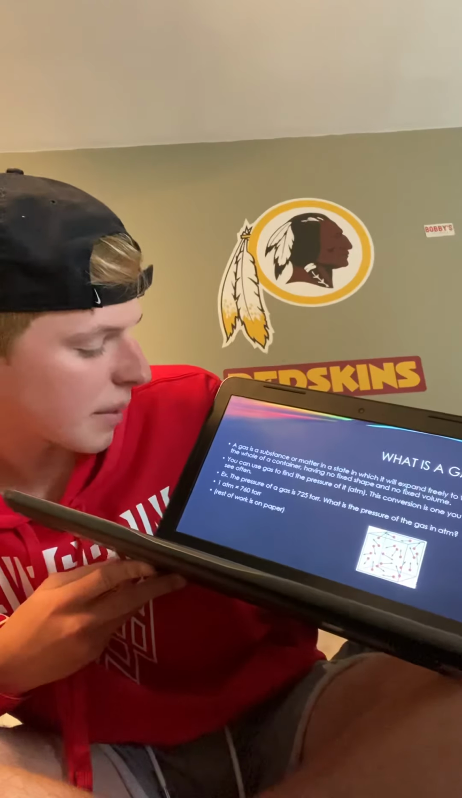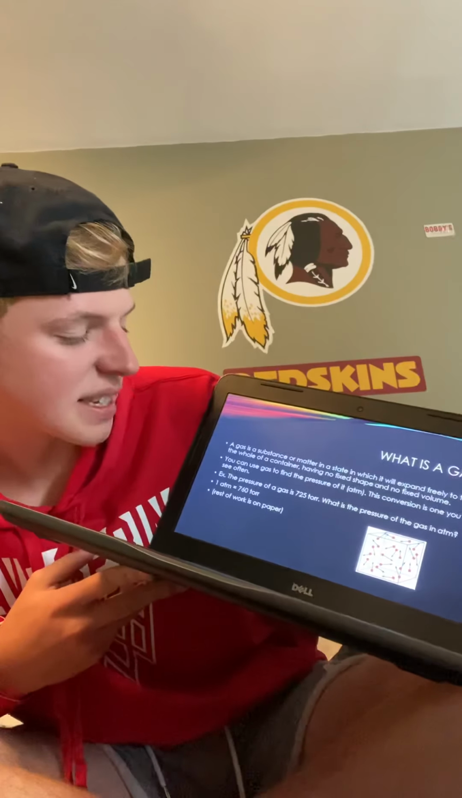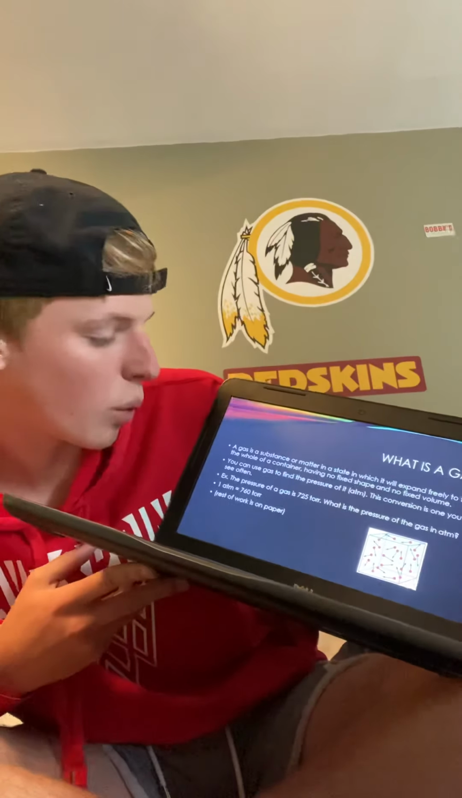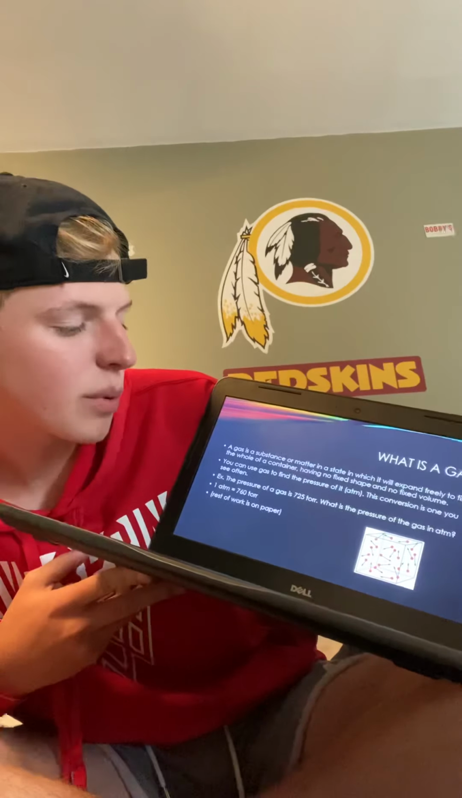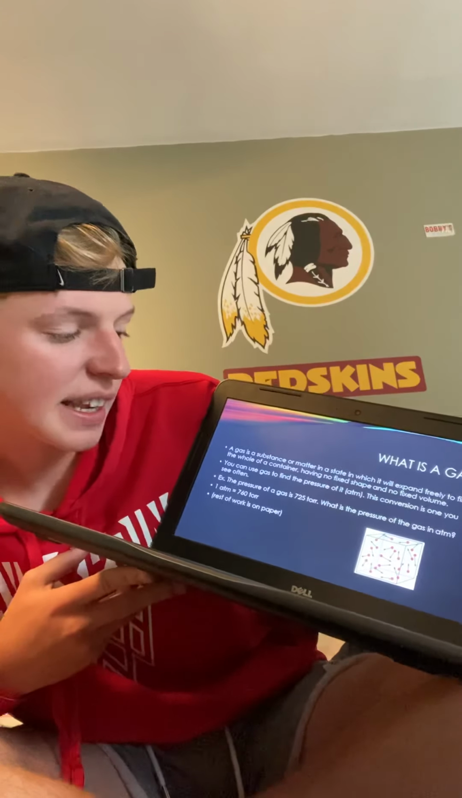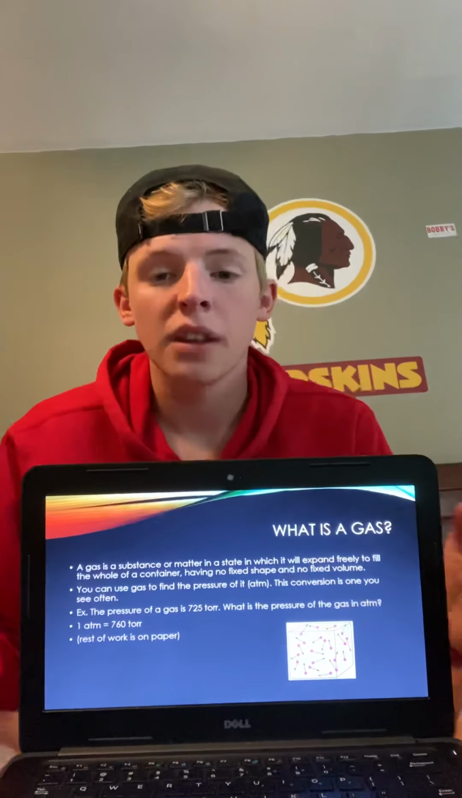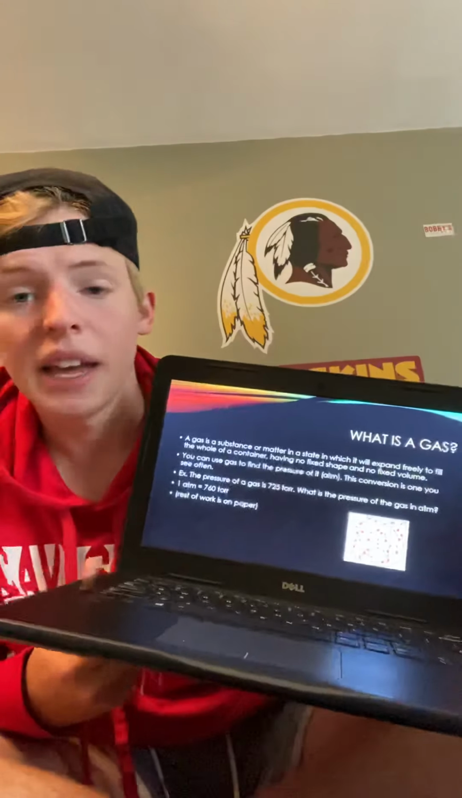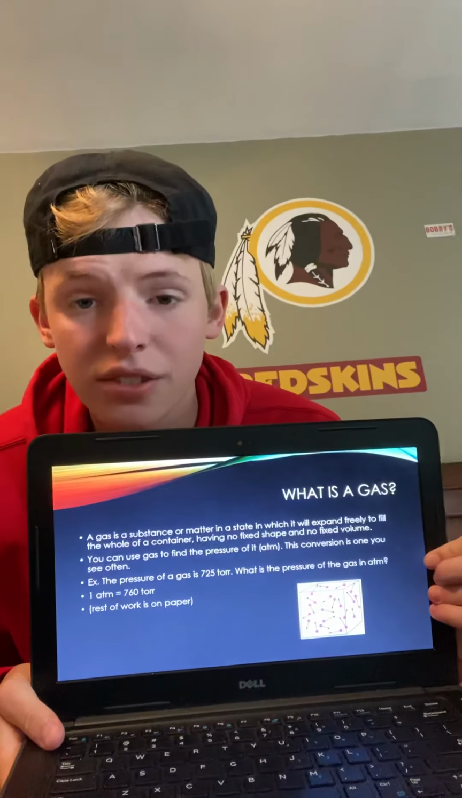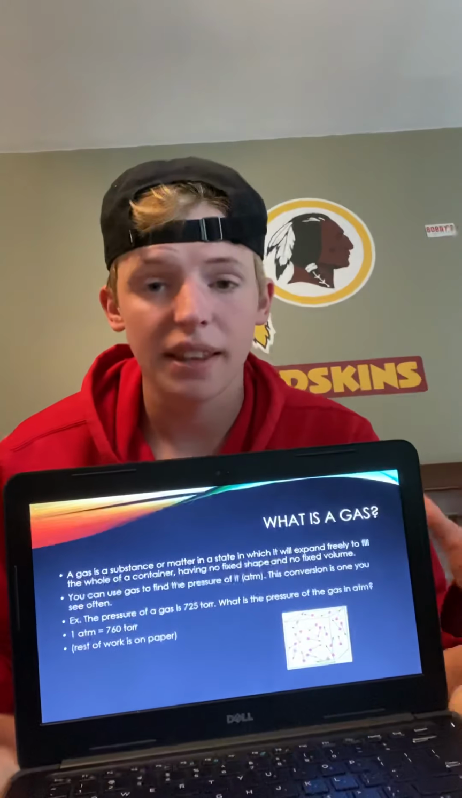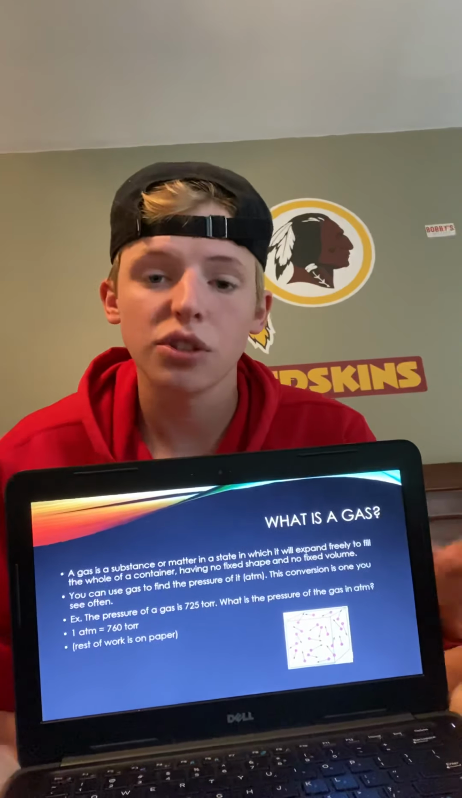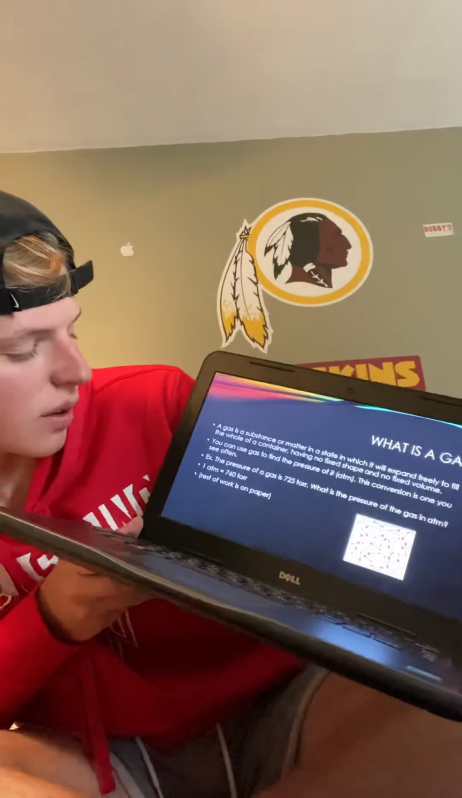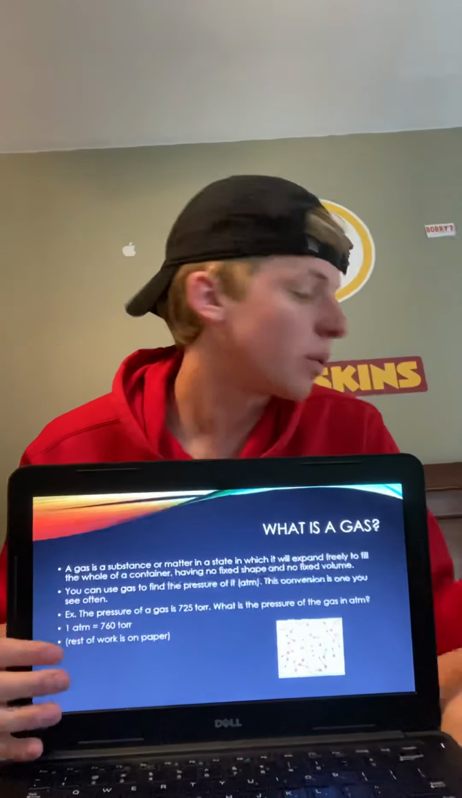So, the example problem is the pressure of a gas is 725 torr. What is the pressure of the gas in ATM? So basically, you're trying to find the pressure of the gas, and the unit for that is ATM. So, 1 ATM is automatically 760 torr. That's our given. That's what we already know. And that's where you start this problem off with. So, as you see, the rest of the work will be on the paper.